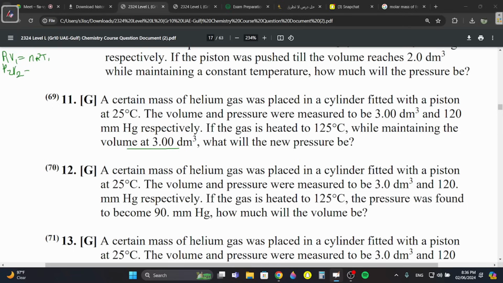P2 V2 equals nRT2. Okay, what do they want? Constant volume, so V and V cancel, and R cancels, because they didn't really mention the moles. They changed the temperatures. Yeah, the temperature changed. So we're left with P1 over P2 equals T1 over T2. Please remember that temperature must be in Kelvin. Don't forget. Pressure 1 was 120 mmHg, so you put 120 over pressure 2. We don't know it. New pressure, we're trying to find it.